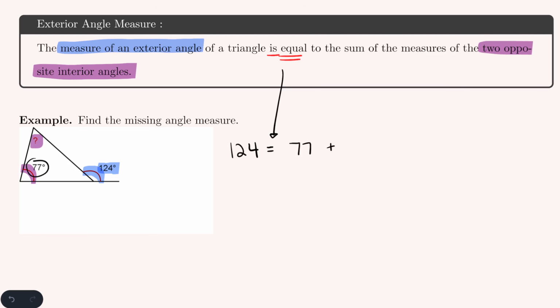We know the unknown one is written by question mark. So we can solve to get the unknown measurement by subtracting 77 from both sides. And when we do, we get 47 is equal to the unknown angle. So this we reasoned based on our exterior angle measure. I only knew one of the measurements inside the triangle. So to find the missing measurement, we had to look at our given exterior angle and know that its value is equal to the sum of the two opposite values.